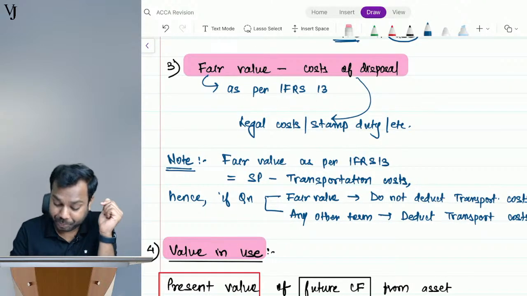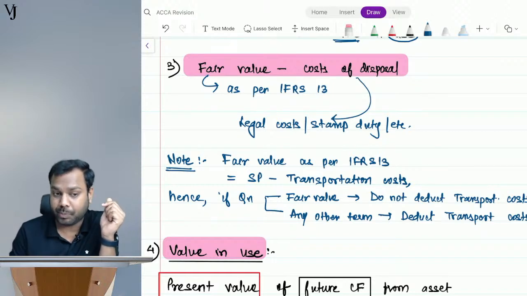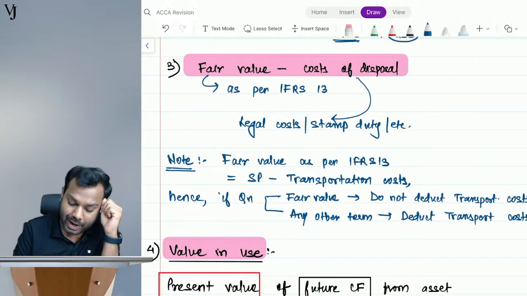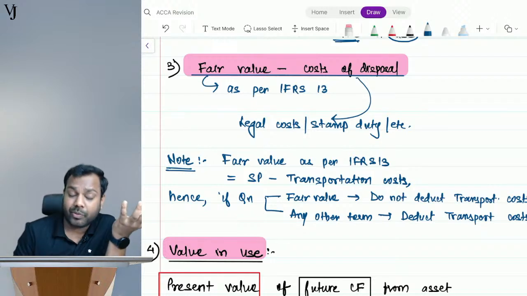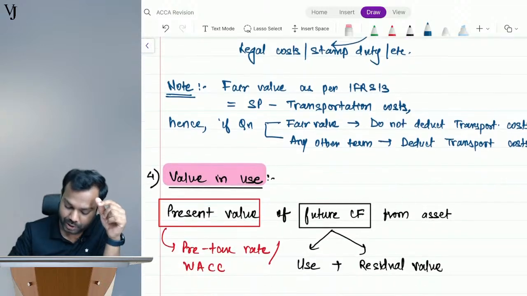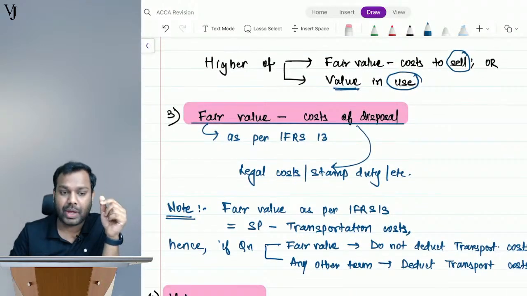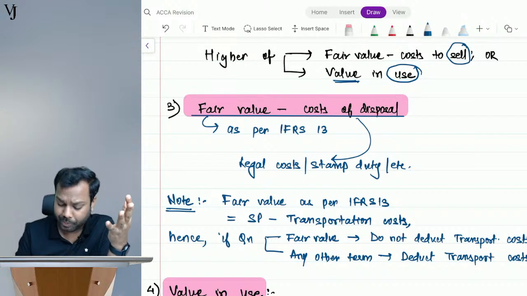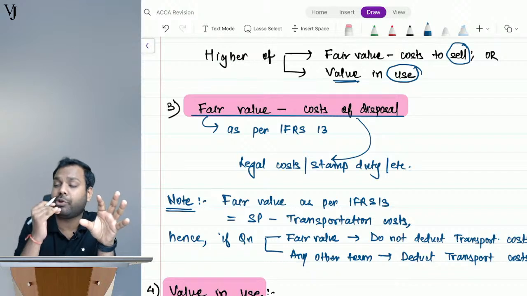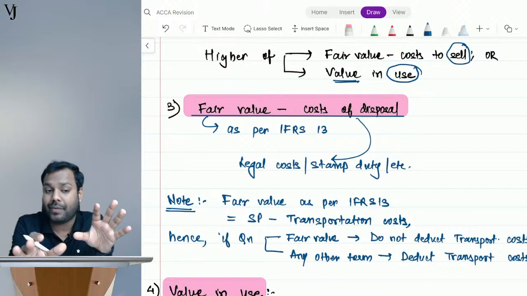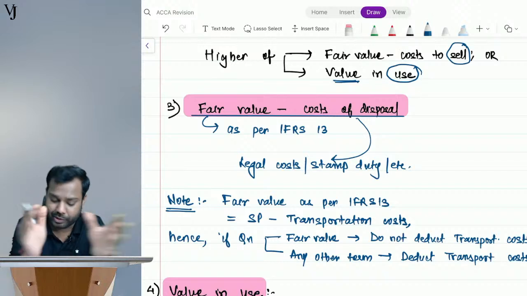Now understand. Fair value minus cost of disposal. How will I determine the fair value and how will I determine the cost of disposal? Fair value is as per IFRS 13. How to determine fair value as per IFRS 13, we will definitely discuss in today's topic itself. In the exam they will either give you the fair value, or they will ask you to apply the principles of IFRS 13 and find out the fair value. They will give you either way.